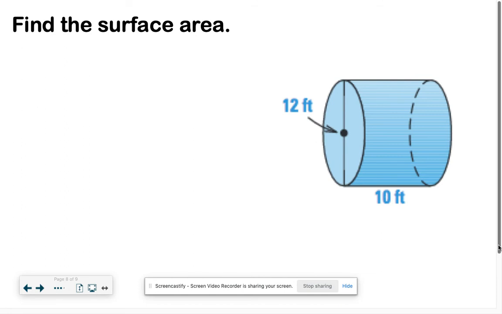Okay, another one, just for good measure here. I'm going to help you get started, then I want you to pause the video and try this one on your own. I really do want you to try it. So I want to make sure your radius, it's not 12, right? Your radius would be half of that, so 6.